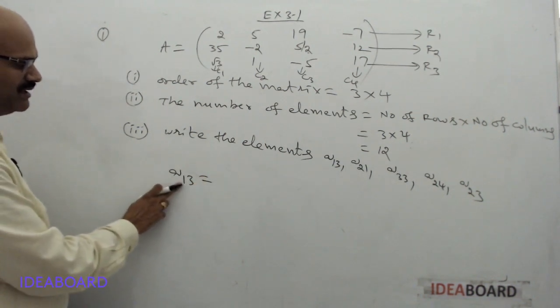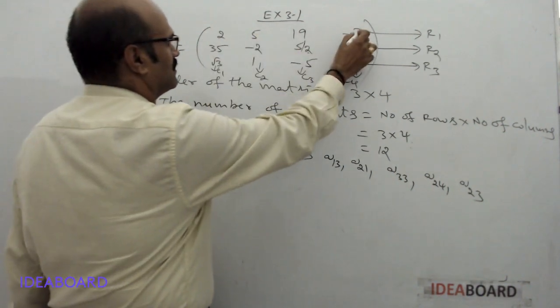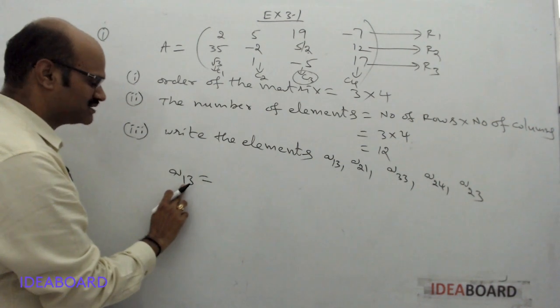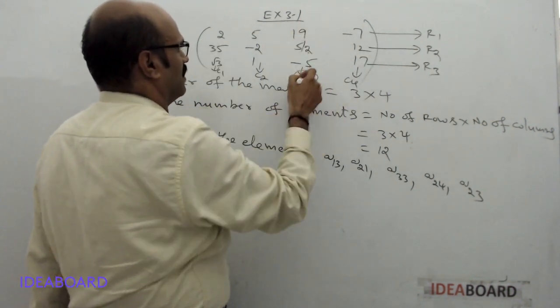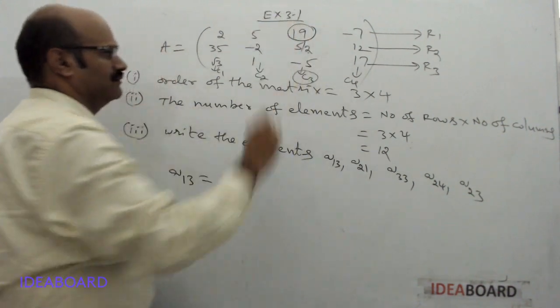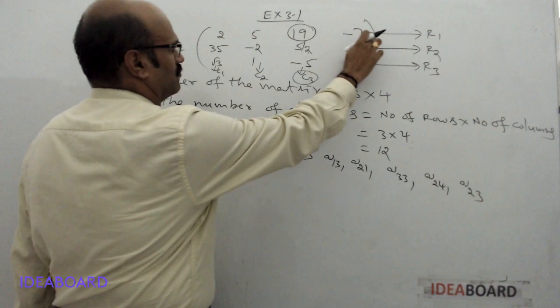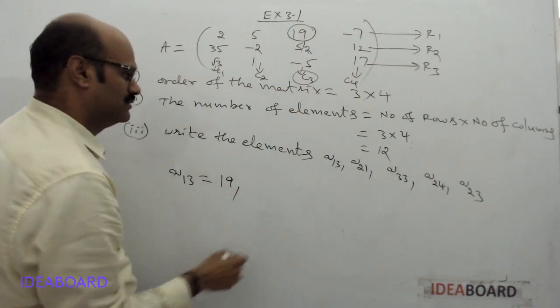A13 means the element which lies in first row and third column. Here first row is this one, third column C3 is this one. So the element which lies in first row and third column is 19.